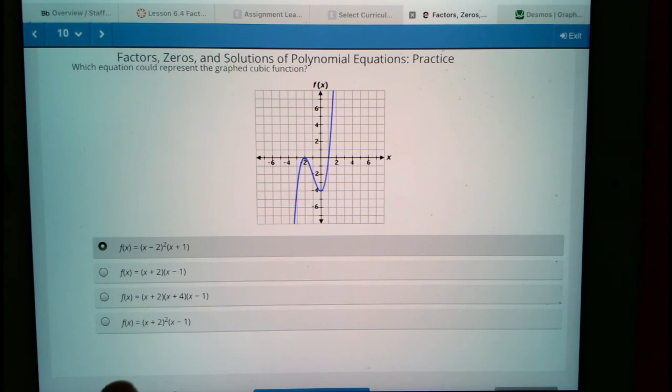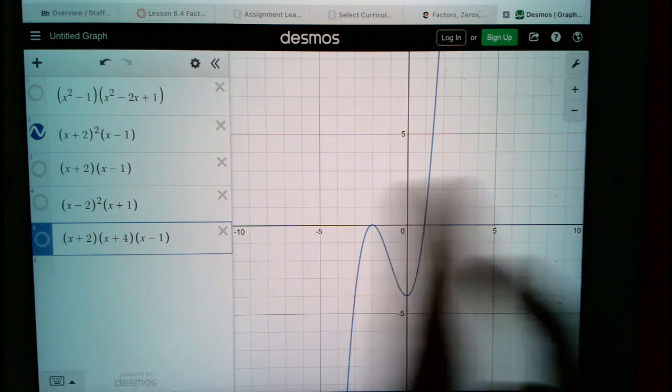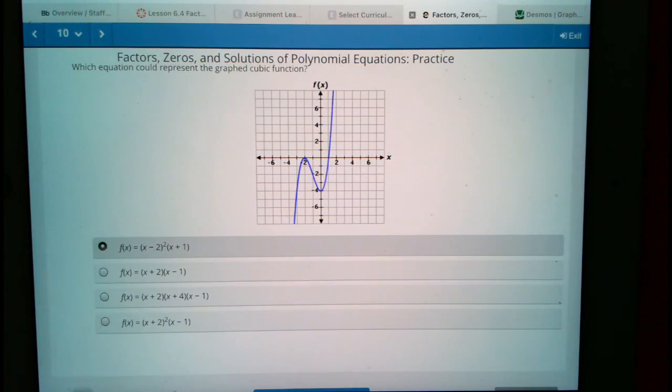I've got to go back and look at this one more time. x plus 2 squared. Did I type in the answer? No, I'm good. x plus 2 squared times x minus 1. It's not that one. It's this one. Sorry about that.